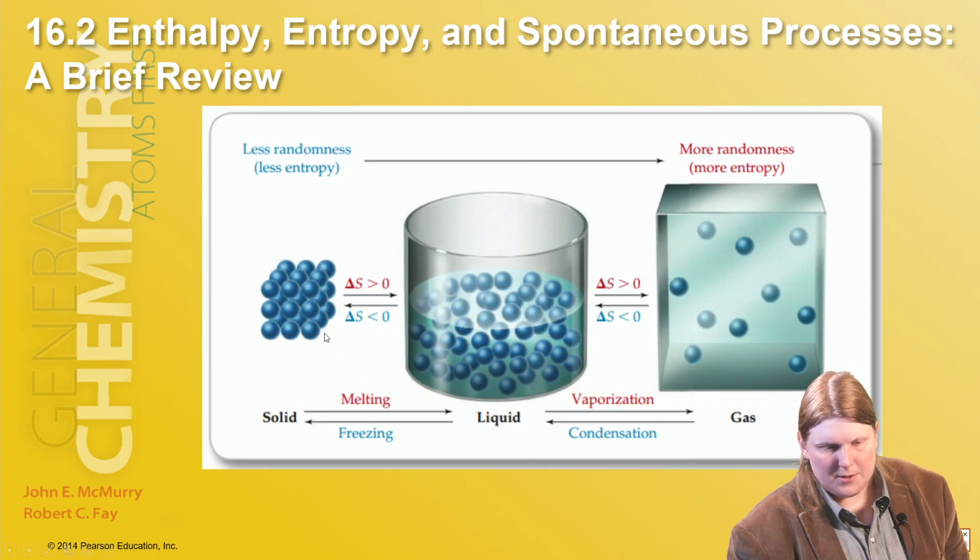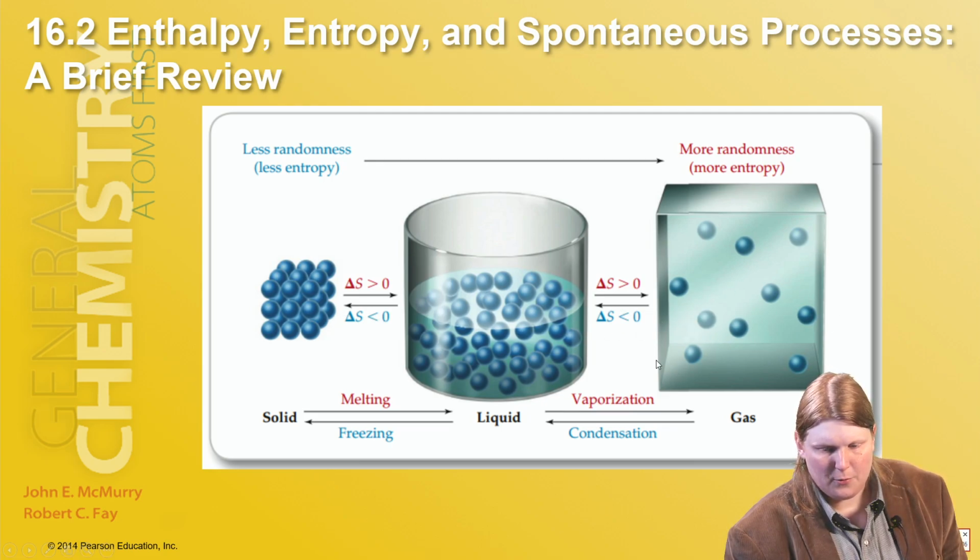So they give us a little example here where they say that the solid has less entropy than the liquid, which has less entropy than the gas. And that in these processes, melting increases our entropy, and freezing decreases entropy. So the change in entropy is negative when we go down this scale, and it's positive when we go up this scale.